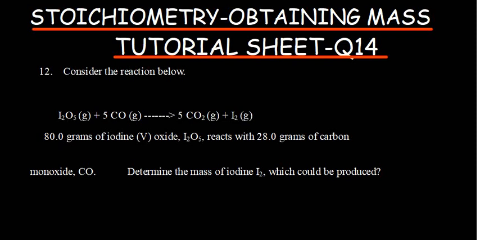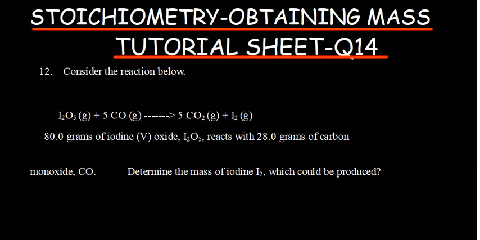So we've got question 12 here that is saying, consider the reaction below. We've been given iodine oxide reacting with carbon monoxide, giving us carbon dioxide plus the iodine gas. And we've been told that 80 grams of the iodine oxide reacts with 28 grams of the carbon monoxide. Then they're telling us to determine the mass of the iodine which could be produced. So we want to find out what amount of the iodine gas was produced after the reaction between the iodine oxide and the carbon monoxide. So how do we go about this question here?